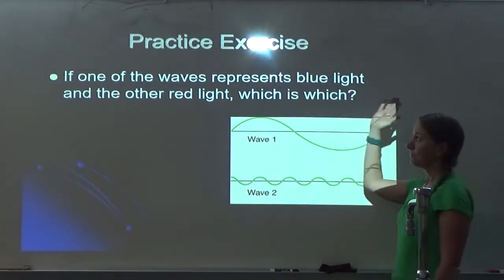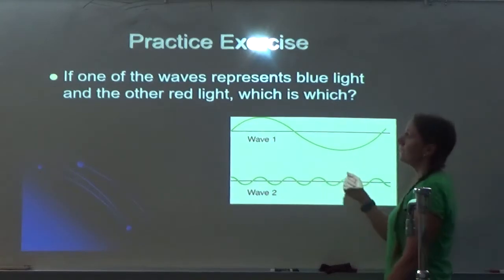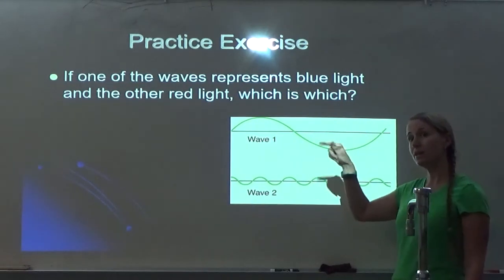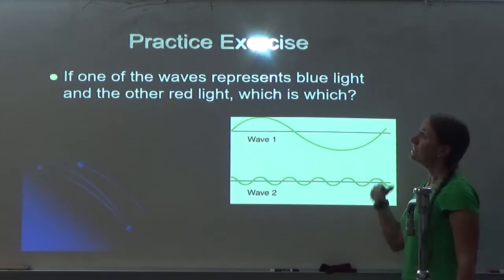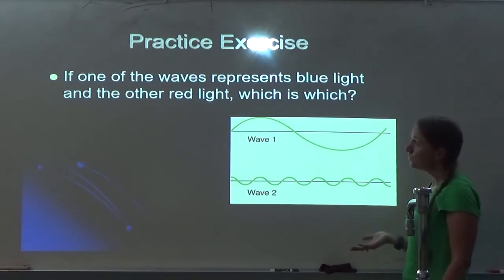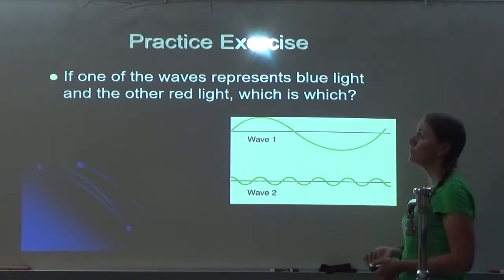Okay, so maybe pause it and try this one on your own. I'll assume you've done that. You may need to look at that electromagnetic radiation slide. So it says if one of the waves represents blue and the other red light, which is which?